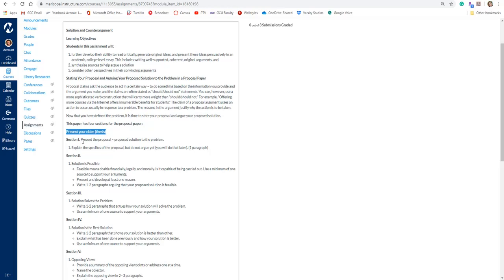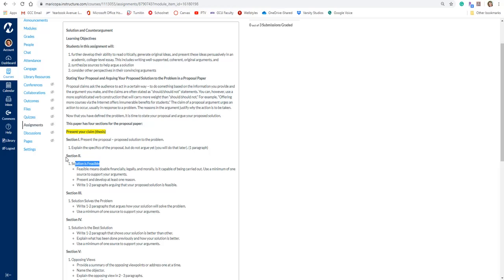Okay, so for section number 1, you're going to present your proposal. What is your proposed solution to the problem? Explain the specifics of the proposal, but don't argue it yet. You're not telling me why it will work. You're just telling me what you are proposing as part of this paper. Then the next part will be to prove why it will work. Okay, this is why it is feasible.